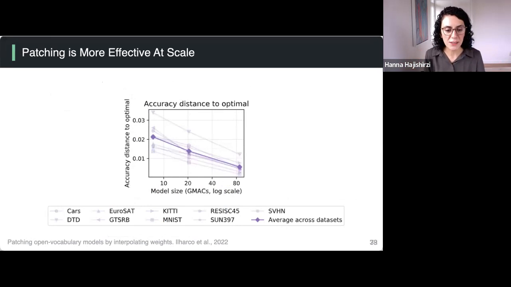Importantly, we have observed better performance gains for larger scale models. This figure shows the accuracy distance to optimal versus different model sizes. The dark purple shows it being averaged over multiple transfers. And as you see, in larger scale models, this accuracy distance to optimal is actually really minimal.